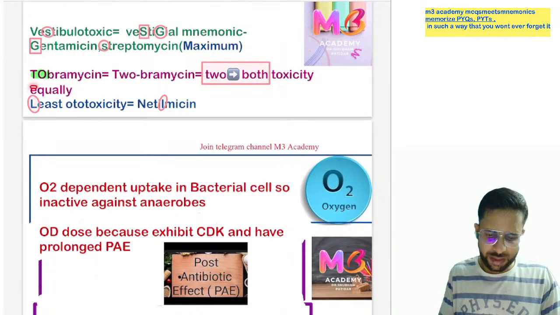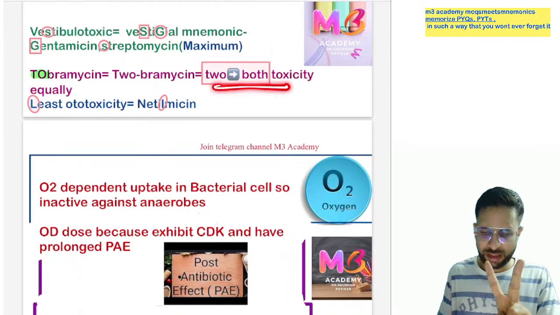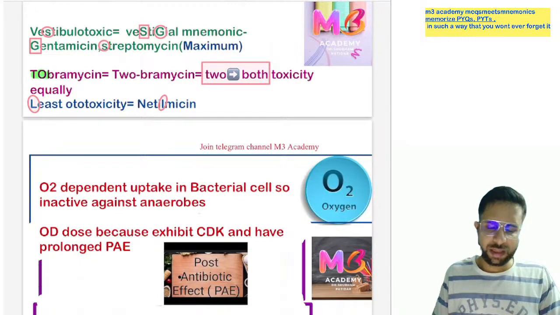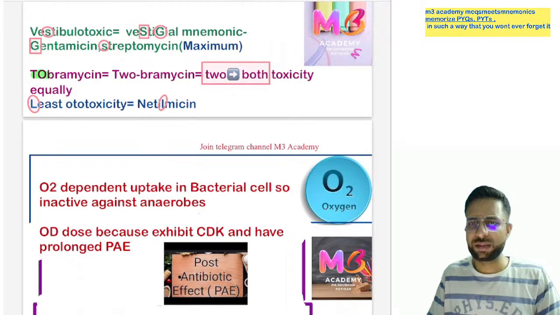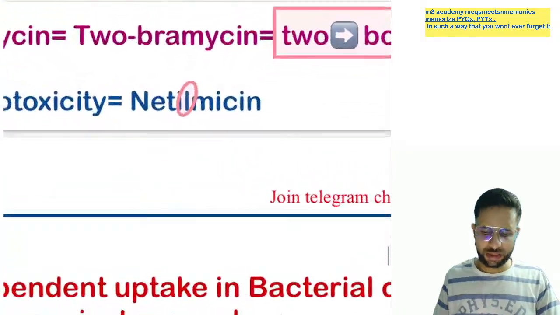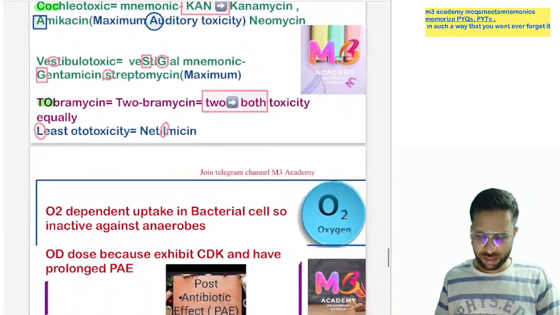Now next is tobramycin. Tobra means two. Two means it has both types of toxicity, cochlear and vestibulotoxic, and the least ototoxic is netilmicin. How can we remember? When you see netilmicin, there is an L, so L for least toxic. So the least toxic is netilmicin.